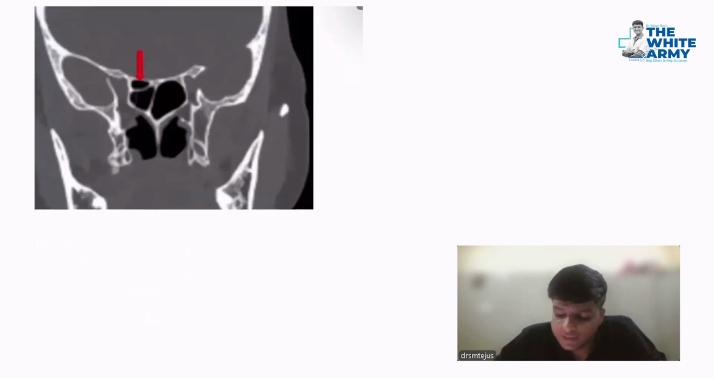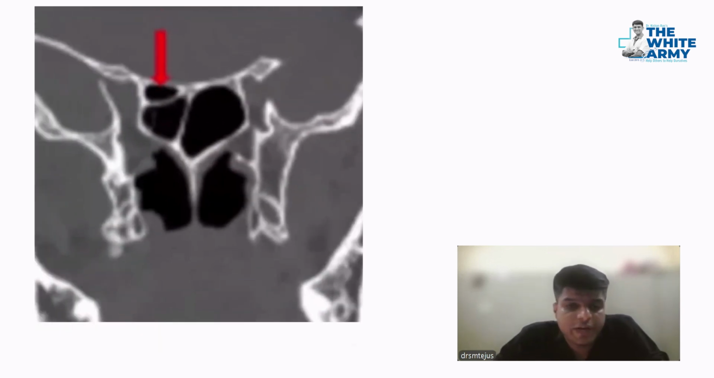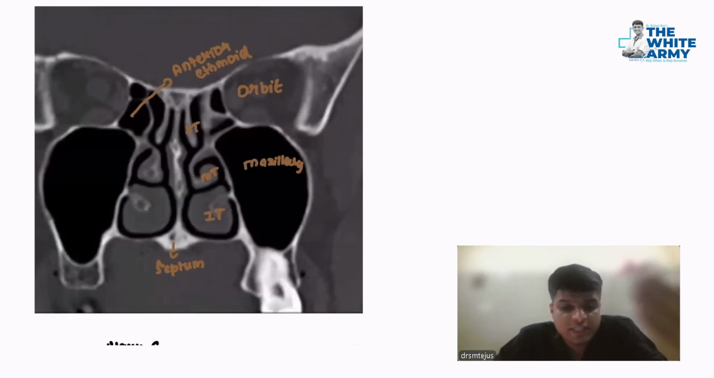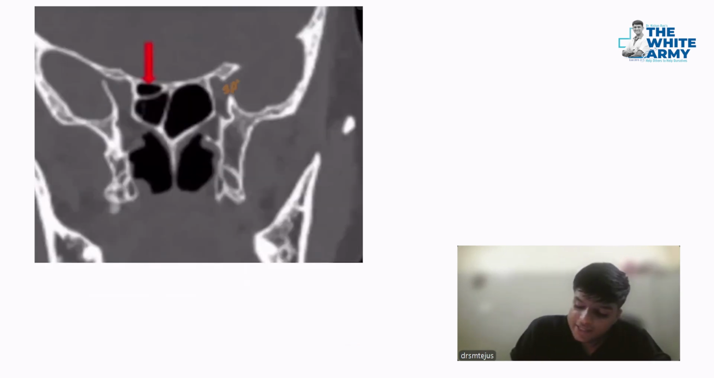Coming back to the CT scan, this diagram. Let's first try to identify what structures we can see. We should first identify the sphenoid sinus. This is the anterior section, where we are looking at the nose right now. If we go a little posteriorly, that's when we see our sphenoid sinus, and below this is our nasopharynx. This just signifies that we are in the posterior cuts of the CT scan.